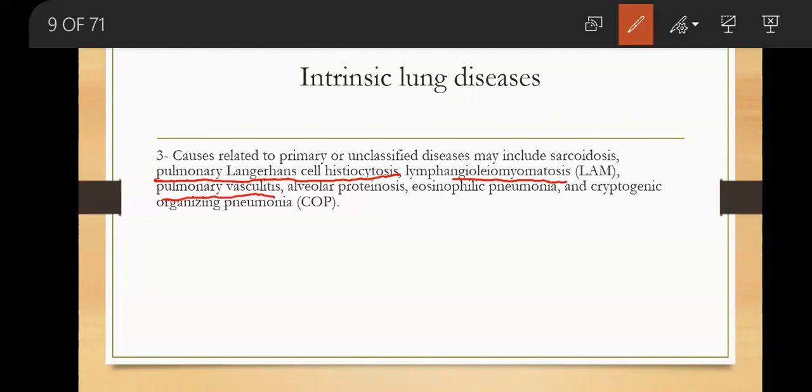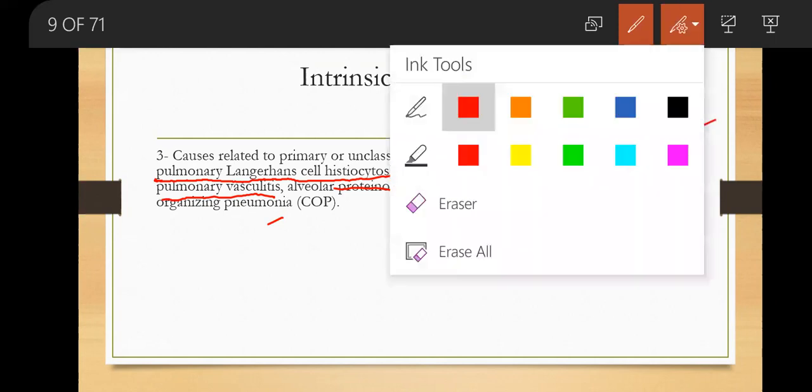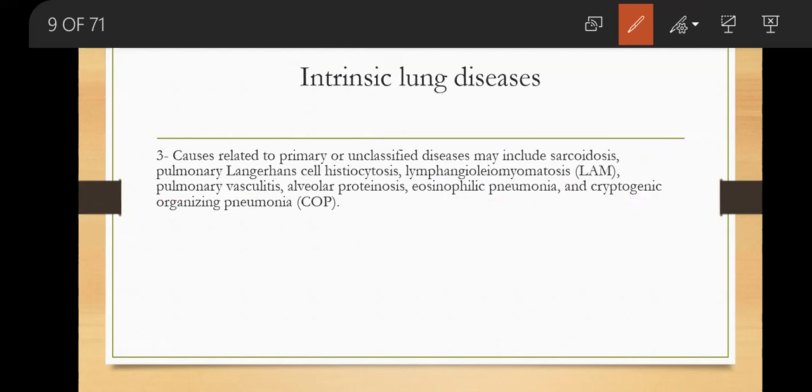Pulmonary vasculitis is inflammation of the lung vessels, and alveolar proteinosis is accumulation of protein in the lung. Eosinophilic pneumonia is accumulation of eosinophils in the lung, causing inflammation and destruction of the lung. Cryptogenic organizing pneumonia: cryptogenic means idiopathic, organizing means inflammatory and changing the structure of the lung. So these are called primary unclassified lung diseases. One of them is also sarcoidosis, which is well known, a non-caseating granulomatous autoimmune systemic disease.